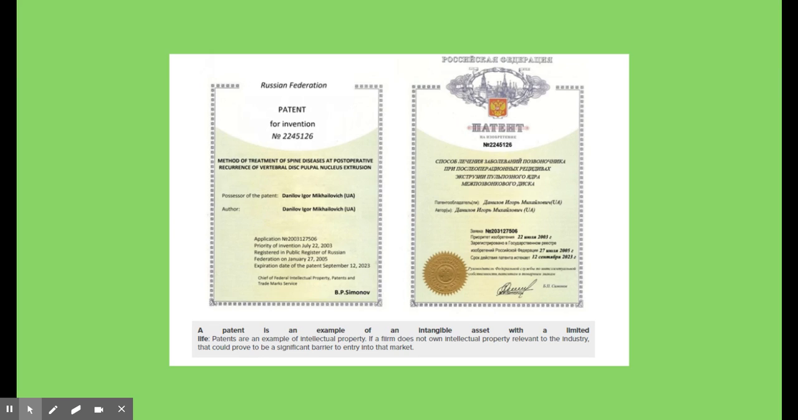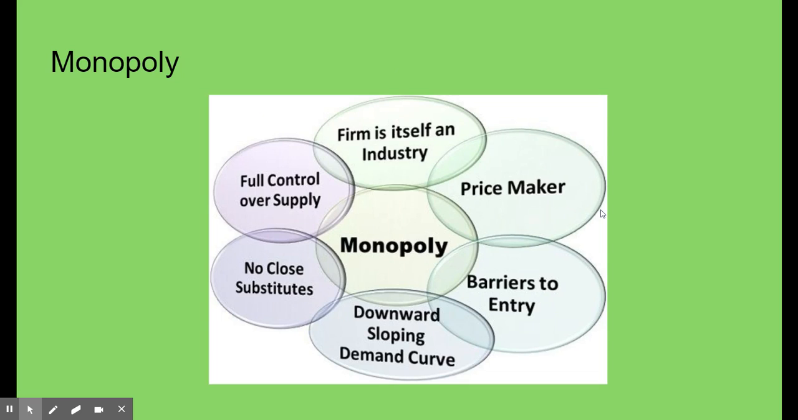The next thing that I want to look at are monopolies. And here we can see all of the characteristics of a monopoly. A monopoly has full control over supply. They are the only company, the only firm. It itself is the entire industry. It can control the supply, so they can determine where supply and demand intersect and what the price should be. They are a price maker.